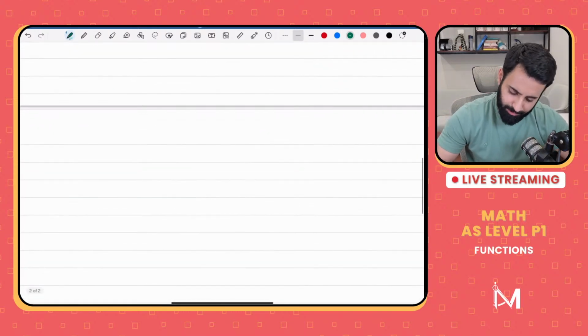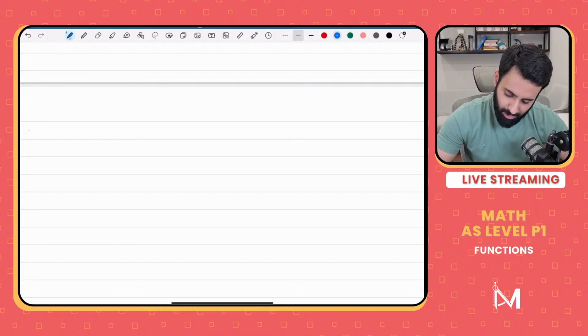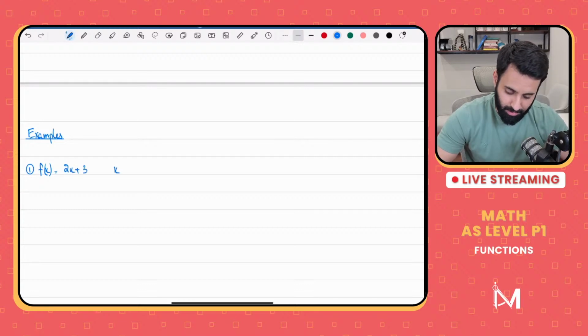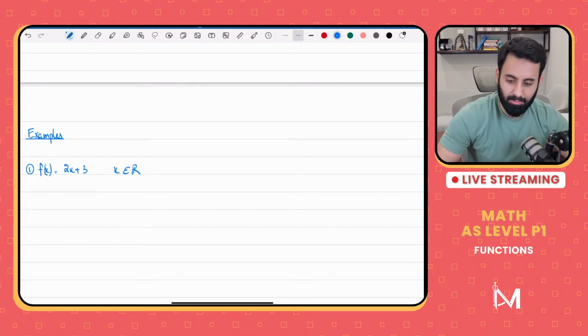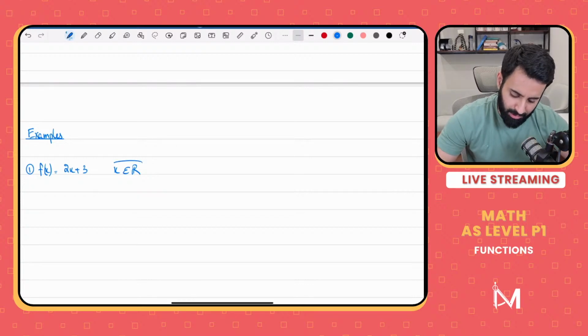Okay, let's do some examples. In this stream, inshallah, we're going to cover types of functions and domain and range. So let's say you have f of x equal to 2x plus 3, and x belongs to the set of real values. Yes, you can watch my APGP stream for AS Math, which is very similar to AdMaths. Now what does this mean? We're going to talk about this in detail, but it basically means that you can plug in all real values of x.